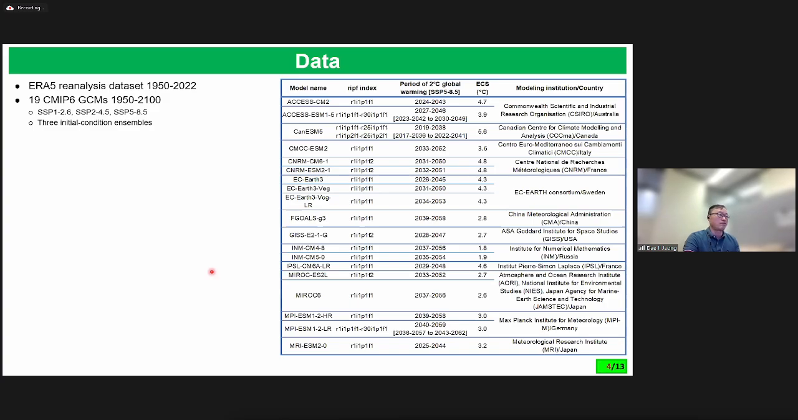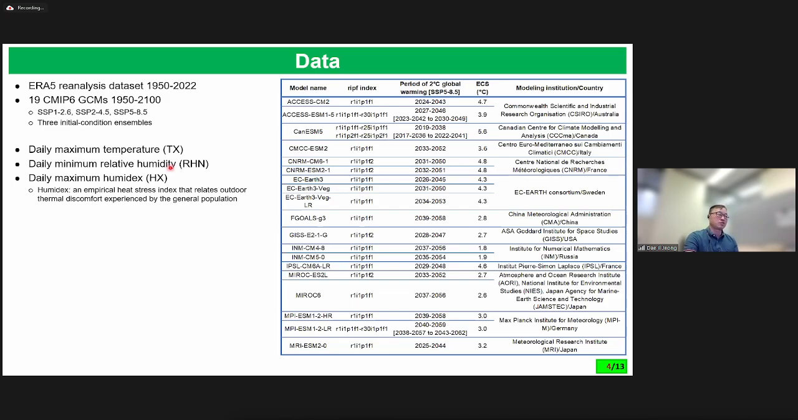We used the ERA5 reanalysis dataset for historical assessment and 19 CMIP6 GCMs under 3 different emission scenarios. Three of them have initial condition ensembles: ACCESS-ESM, CanESM5, and MPI-ESM1-2. I want to highlight here that each model has different climate sensitivity to greenhouse gas forcing. You can see the equilibrium climate sensitivity, and CanESM5 is one of the most sensitive models to greenhouse gas forcing. We use daily maximum temperature, TX, and daily minimum relative humidity, RHN, to quantify daily maximum humidex, HX.